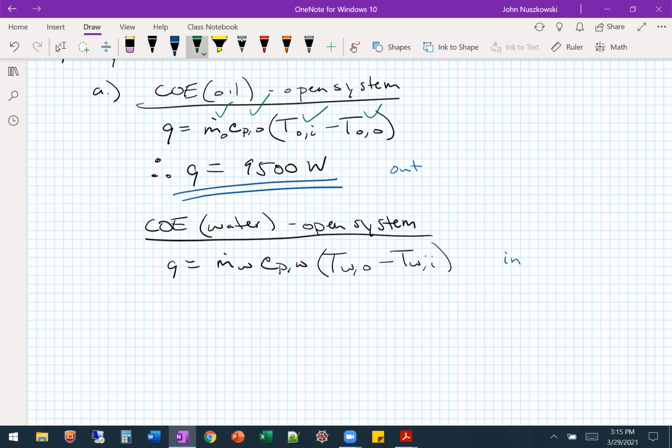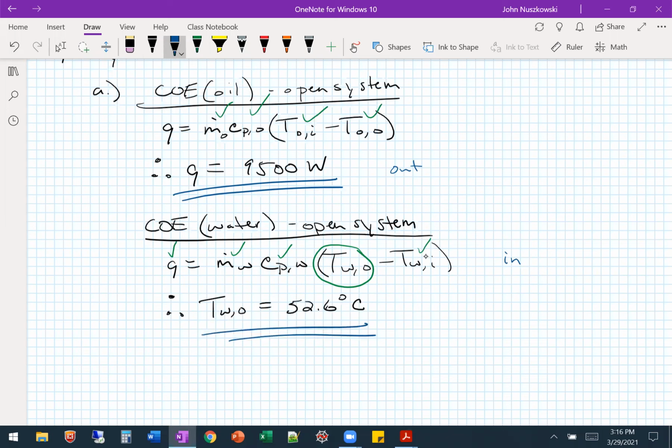All right, so let's look. We have the water inlet. We don't have the temperature out, right? We have the mass flow rate of the water was given in the problem. CP is in that properties table, and we already solved for Q. Okay, so we have our one unknown, the water outlet temperature, and that's 52.6 degrees Celsius. Any questions on that?